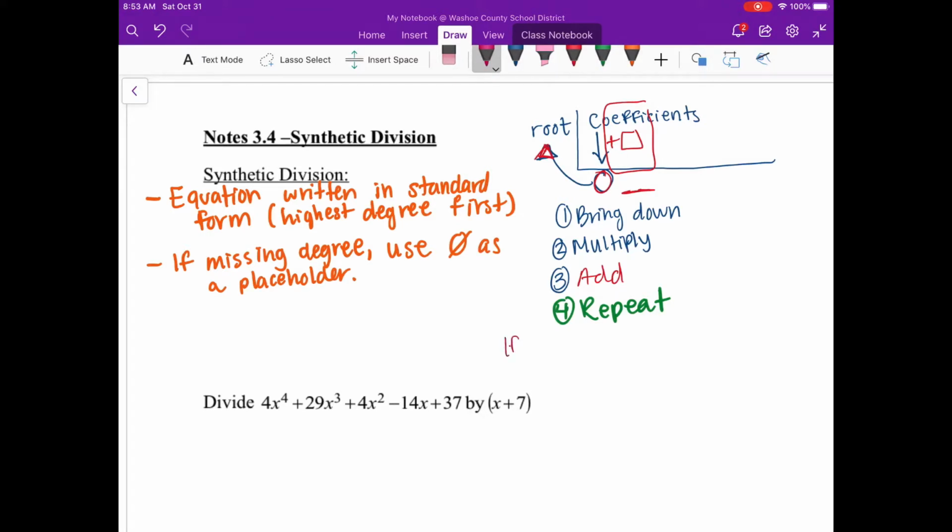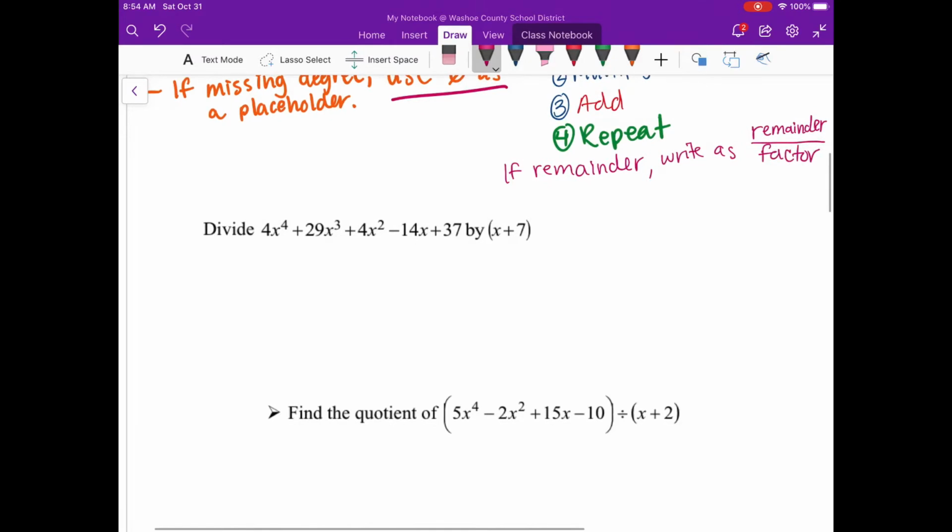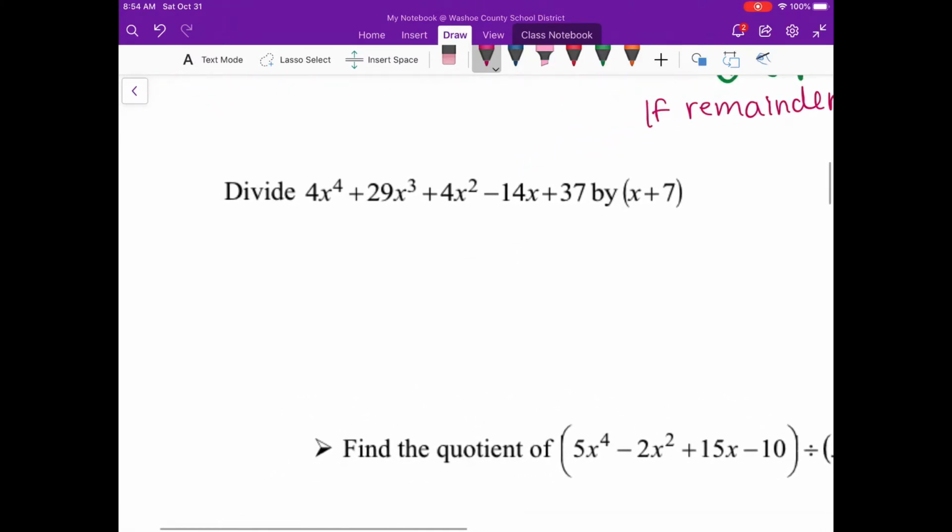If you have a remainder, the remainder is going to be the last number that you get over here at the end of your division. We are going to write it as the remainder, whatever that is, over our original factor that we divided by, okay? So a few things to remember before we start our first example. Make sure it's written in standard form, highest degree first, and we're going to use zeros as placeholders, and we're going to practice dividing. So let's go to the first example.